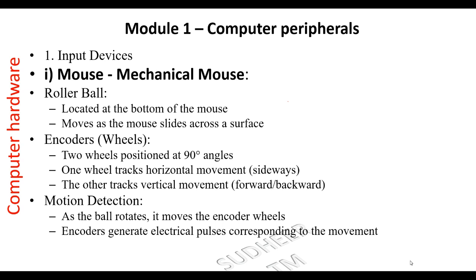Encoders generate electrical pulses corresponding to the movement. So in the encoding unit, there is controlling circuitry, a board inside your mouse. The encoder wheel movement is nothing but a train of pulses being produced.